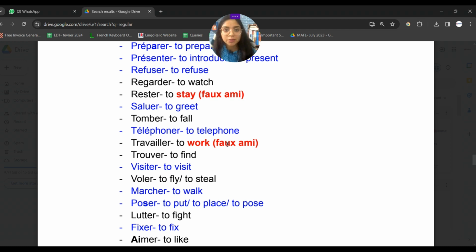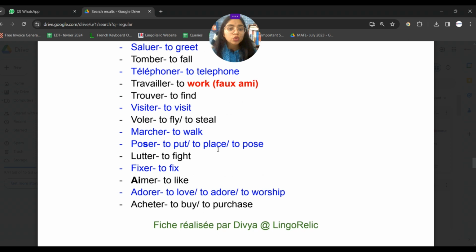That's another faux ami because it gives an impression of being to travel. However, it means to work. Trouver, to find. Visiter, to visit a place. Voler, to fly or to steal. This meaning depends on the context of the conversation.